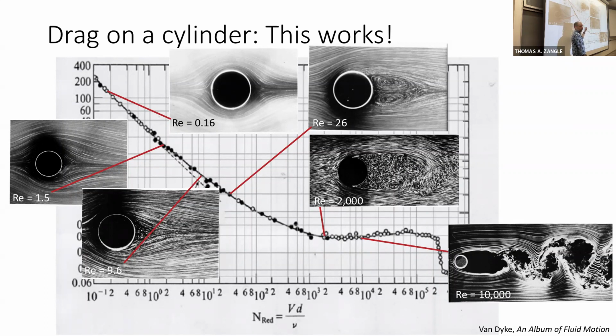If I want to predict drag force on a cylinder, I just have to make measurements at different Reynolds number, plot it this way, and then I have a coefficient of drag that I can use to back out the force on the cylinder at that particular point. Does that make sense? Yes. So what would happen if we had a rough surface?